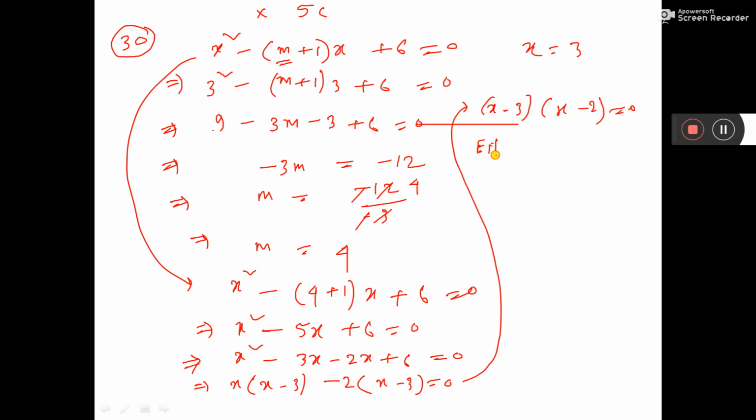Now do either or. Either x minus 3 equal to 0 or x minus 2 equal to 0. From here you are getting x equal to 3, that one is already given. But here you can get x equal to 2. This is the other root. That's all.